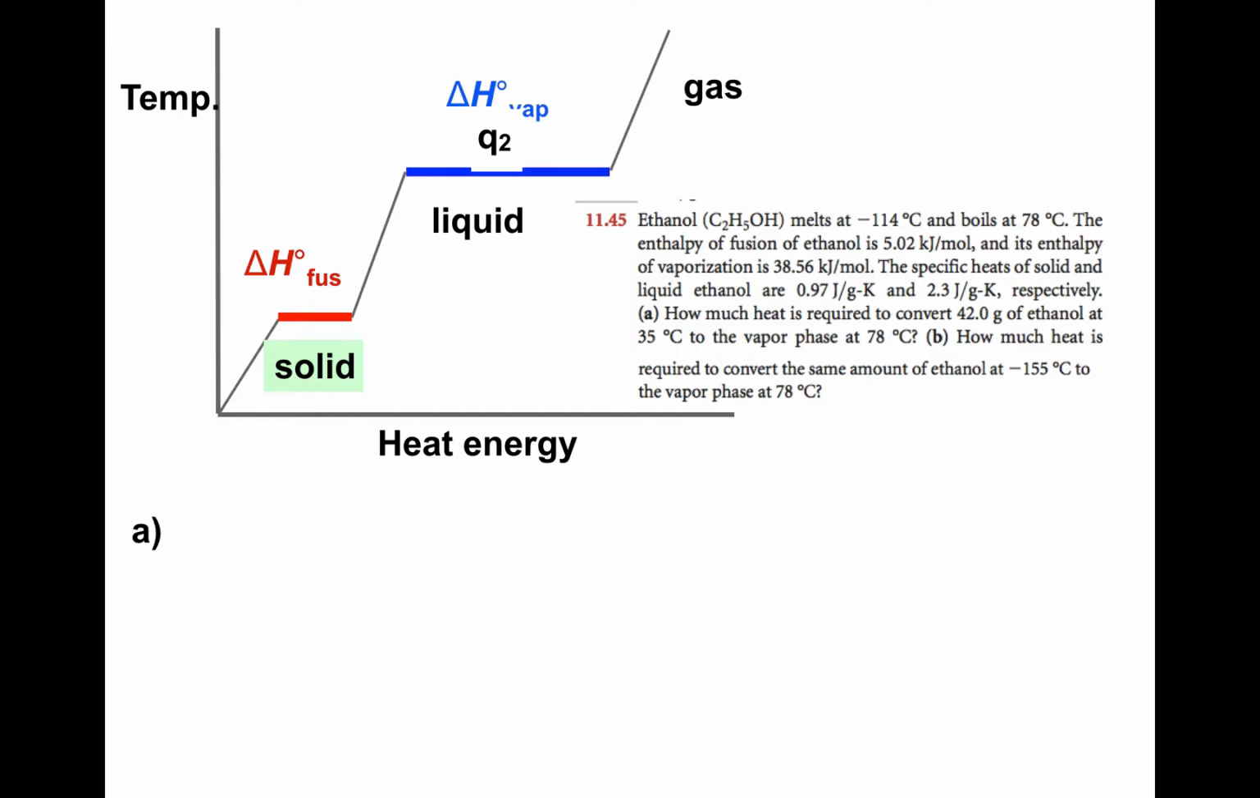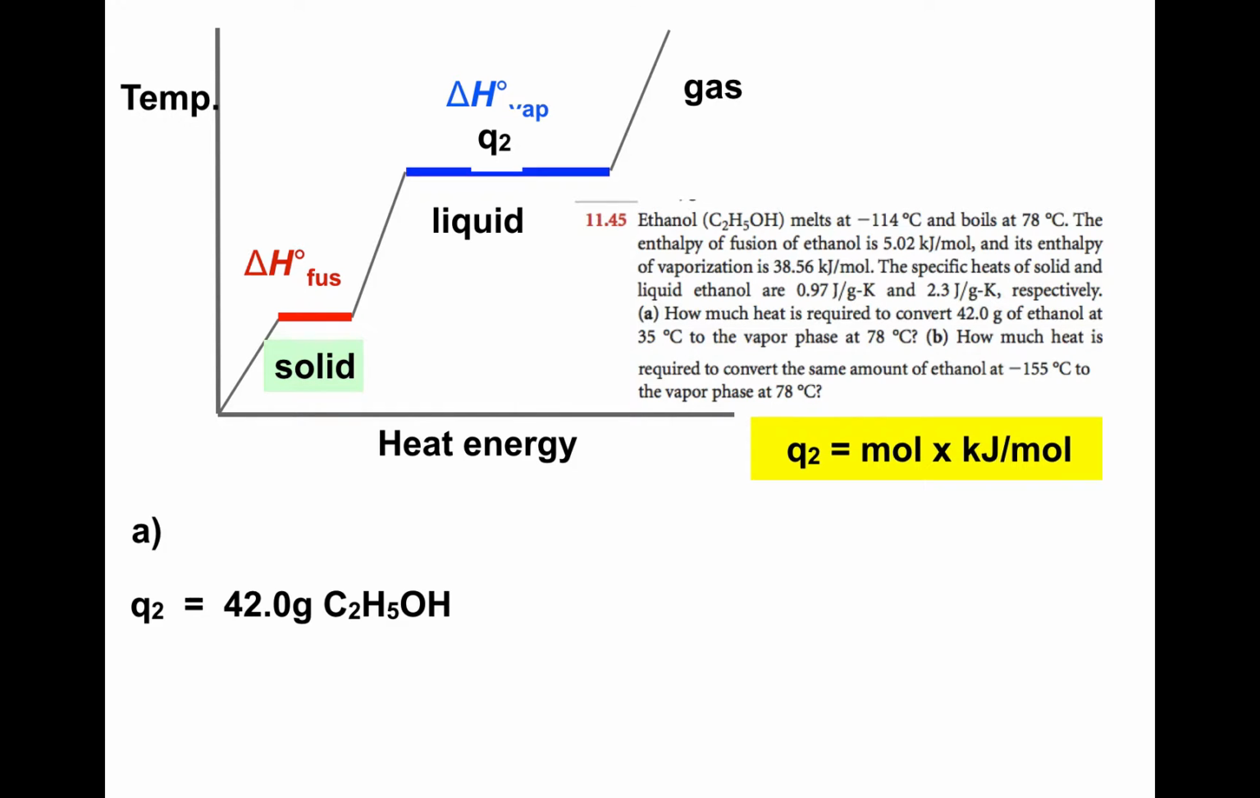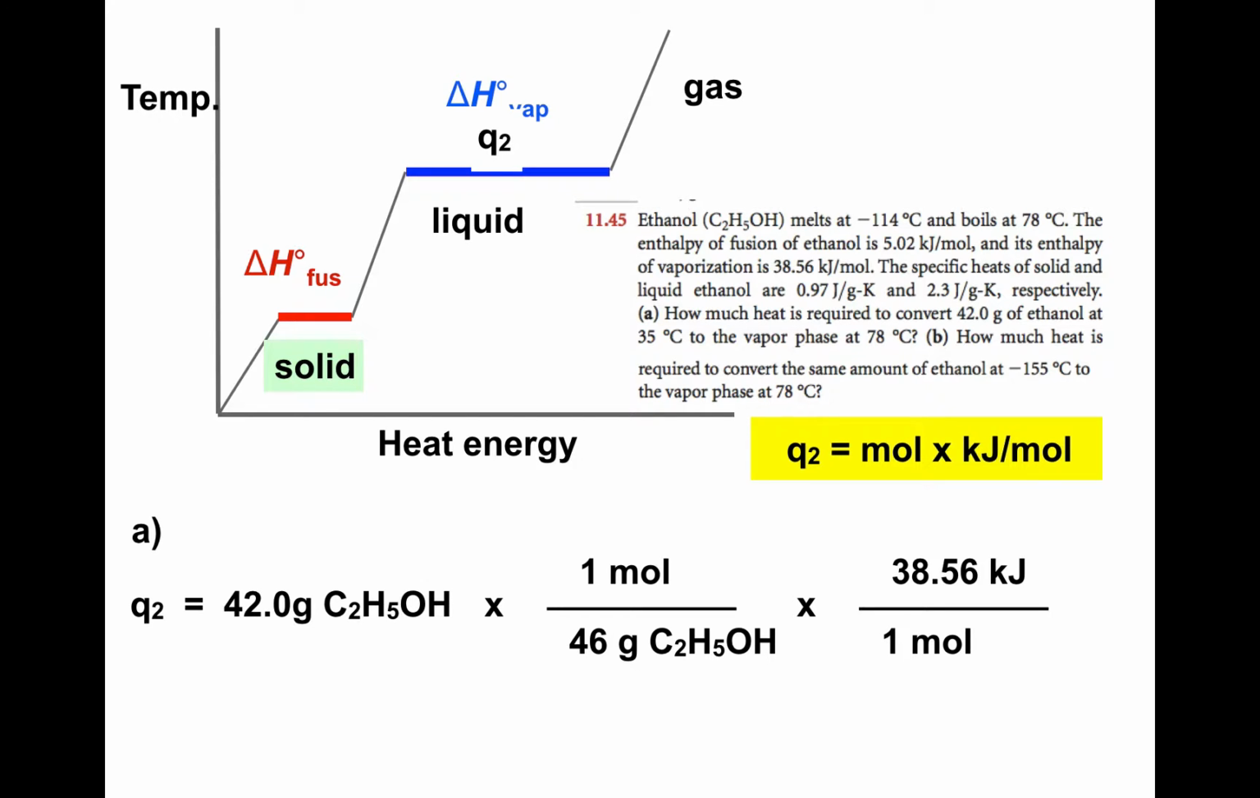Q2 would be the heat required to get into the gas phase. All right, so that's what they wanted. They wanted to get into the gas phase. So in order to do that, we want to use the heat of vaporization, which is in kilojoules per mole. If I multiply it by moles, I can convert to how many kilojoules is required, right? So do I have a mole of ethanol when I have 42 grams? No, not quite. So less than a mole. So I'm not going to need the full 38.56 kilojoules in order to convert from moles of ethanol to kilojoules. So it's going to be less.